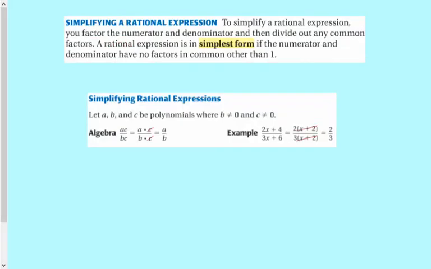All right, now let's get into solving these. No, I shouldn't say solving them. We're simplifying them because they're expressions, not equations. What we're going to do is factor. Step number 1, factor. Step number 2, reduce common factors.